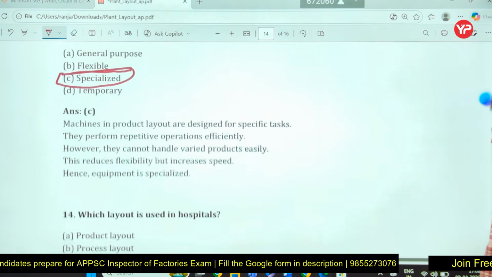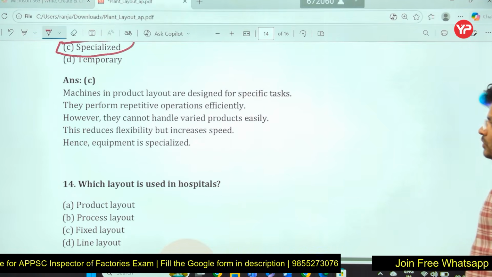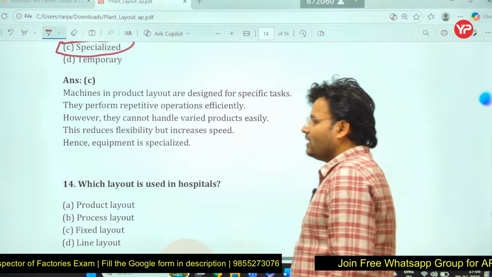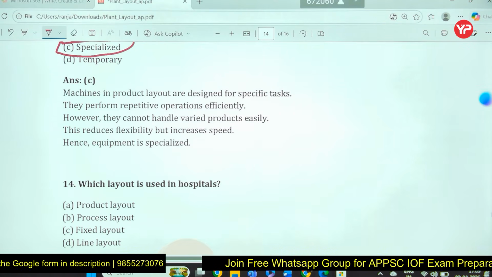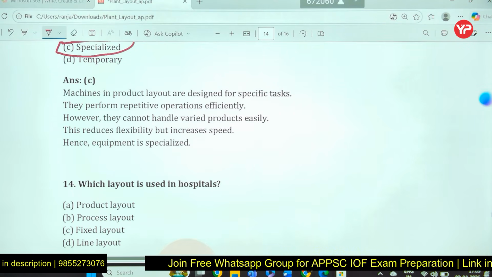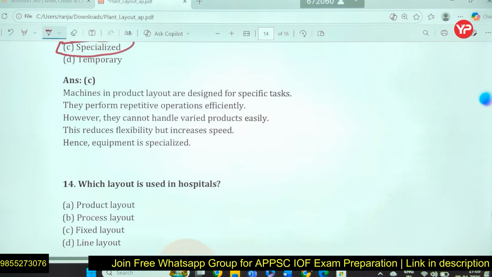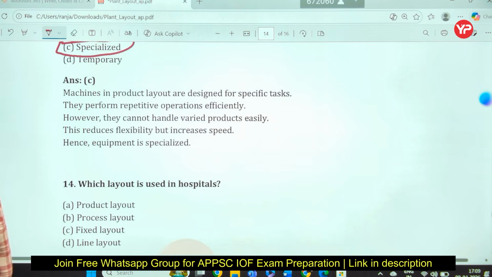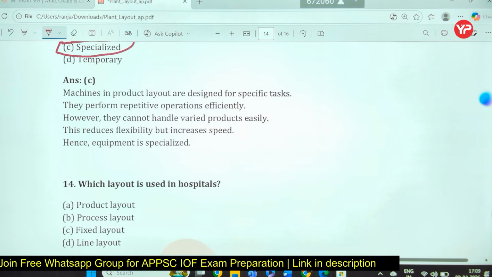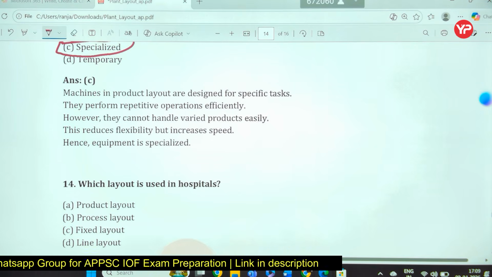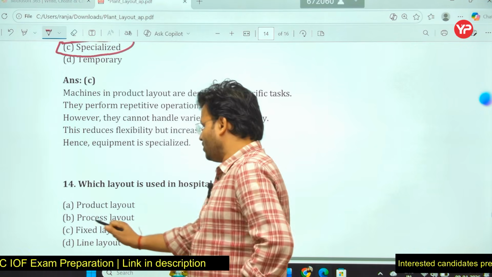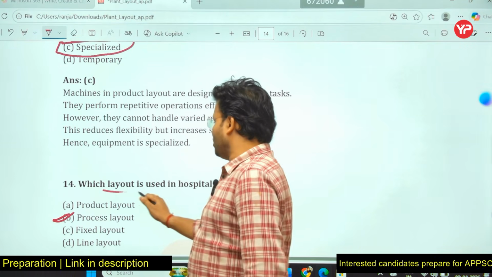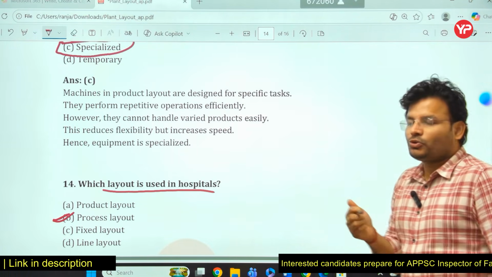This is question number 14 on your screen. Which layout is used in hospital? Product layout, process layout, fixed layout or line layout? What will be the answer? Yes, it will be the process layout. Which layout is used in hospitals? It will be process layout.